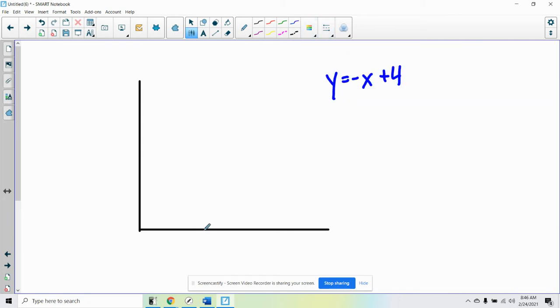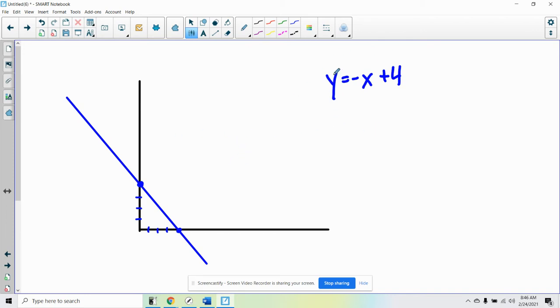So if I were to start plotting points that would fit this equation, I'd end up getting the intercepts of (4, 0) and (0, 4). So this line would look like this. This line represents every single coordinate that satisfies this equation.